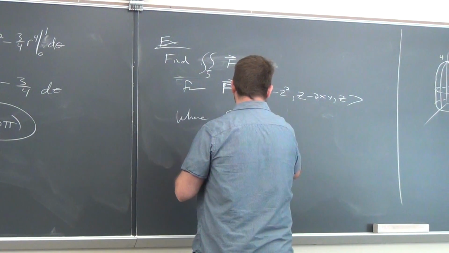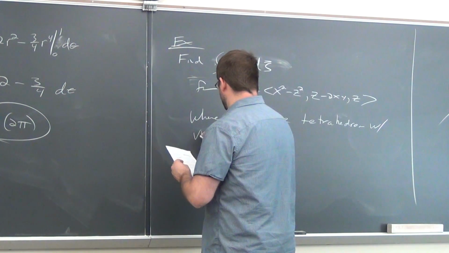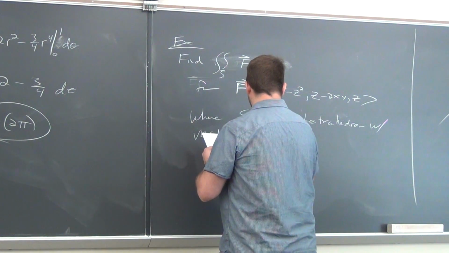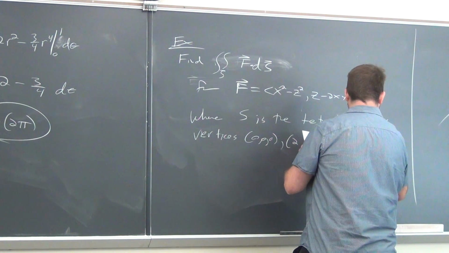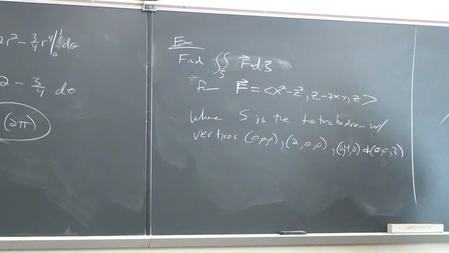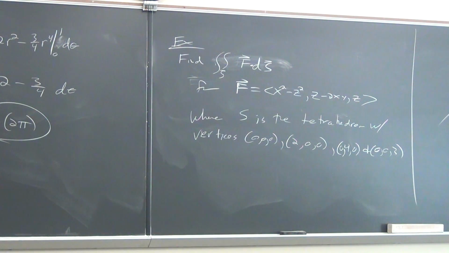Where S is the tetrahedron with vertices... All right, so this one hopefully isn't too bad. So, take a minute, see if you can do the same thing we did for this one. I guess stay in rectangular coordinates for the whole problem. Tetrahedron, draw those points and then connect them with lines, whatever shape you get. Play around with it for a second.